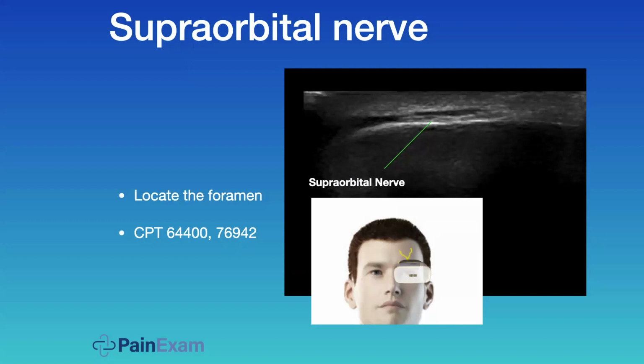Supraorbital nerve, sometimes the ultrasound is just too big and it's hard to do this nerve block. Not a lot of room for your needle to work. But it is nice to see the nerve, and you can do it. It's a very small nerve, very thin nerve. But with a high frequency ultrasound, you can see it. It's a branch of the trigeminal nerve, so I use the trigeminal nerve code for this one, 64400.